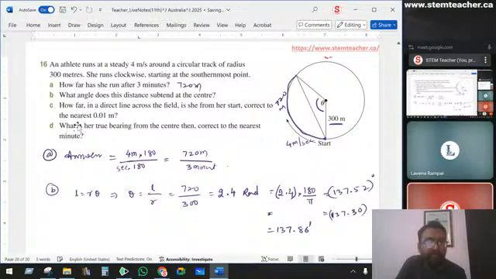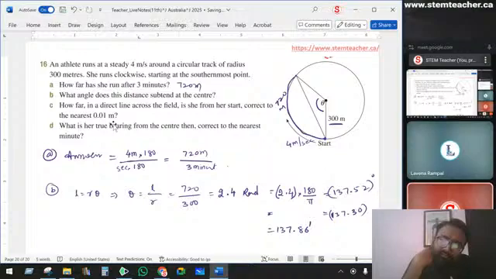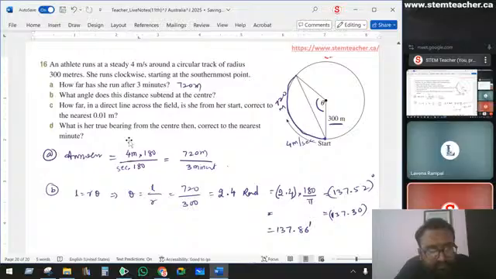Next, how far in a direct line across the field is she from her start, correct to the nearest 0.01 meters? Can you read the question? How far in a direct line across the field is she from her start, correct to the nearest 0.01 meters? Means what is the question? Like in a straight line, how far is she? Is he asking this one? Yeah.